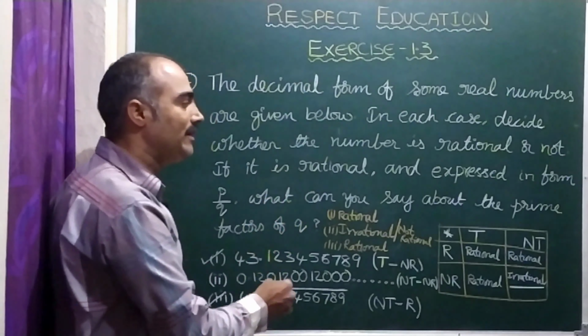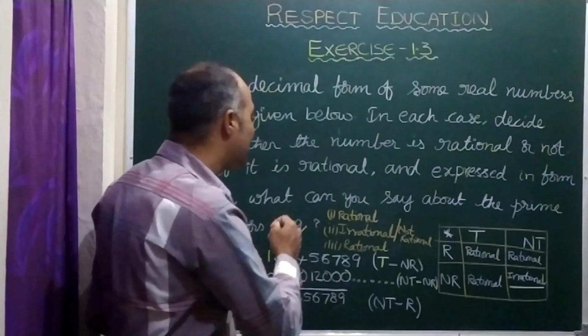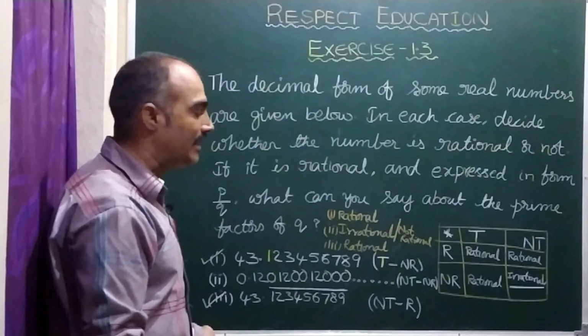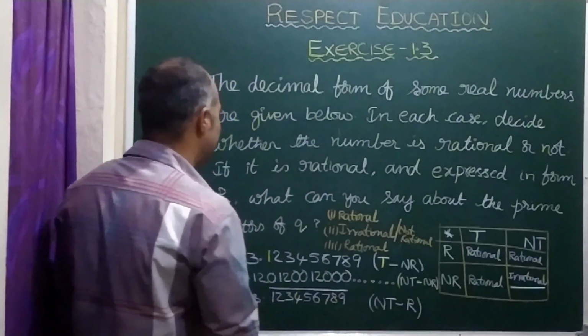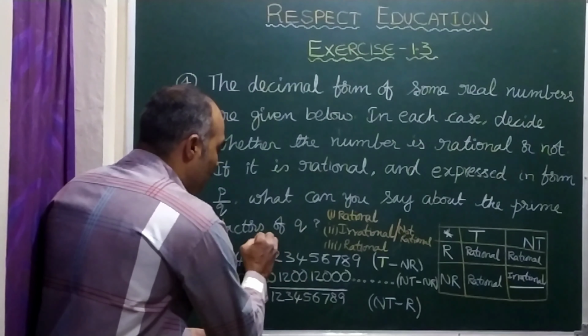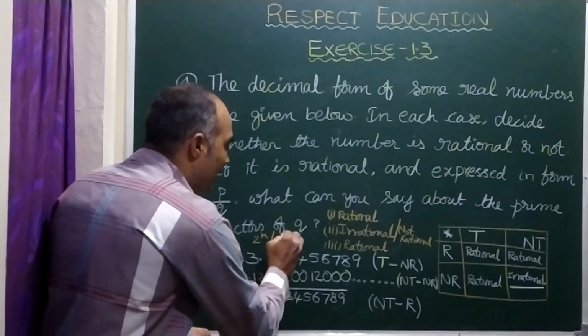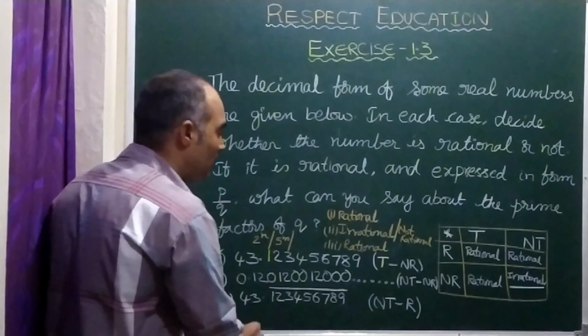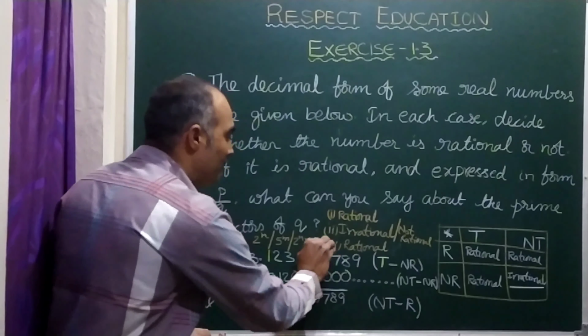If they are rational, meaning if it is expressed in the form of p by q, then what can you say about the prime factors of q? As we have discussed already, I am writing here, the prime factors of q are in the form of either 2 power n or 5 power m or a combination of both, 2 power n into 5 power m. That's all, children.